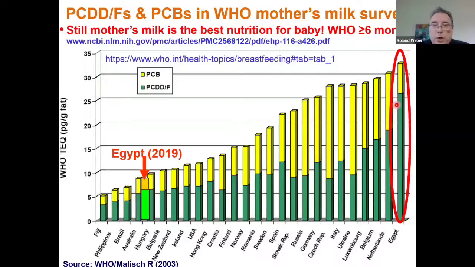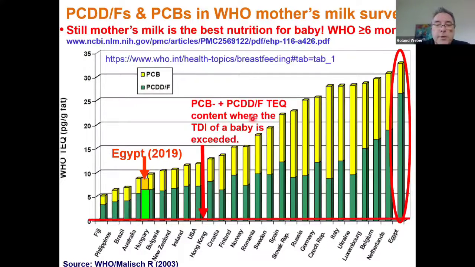The good news I want to show you here is that Egypt in 2019 made a new study of the human milk. And what you see is that the levels in Egypt in human milk over these, let's say, 15, 16, 17 years have decreased on average by more than 50%. So this human milk is at the same time the effectiveness evaluator and the matrix which we are using to show progress in Stockholm Convention implementation.